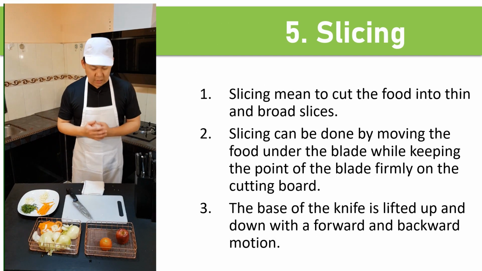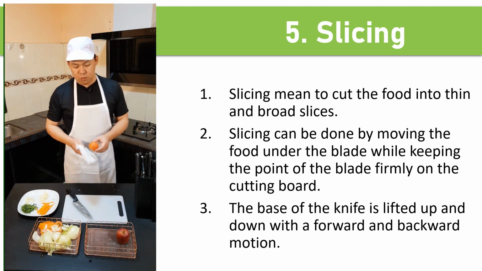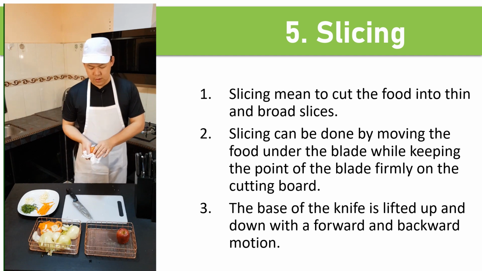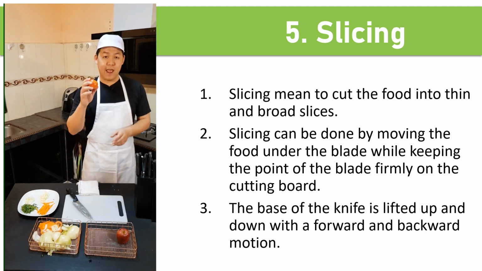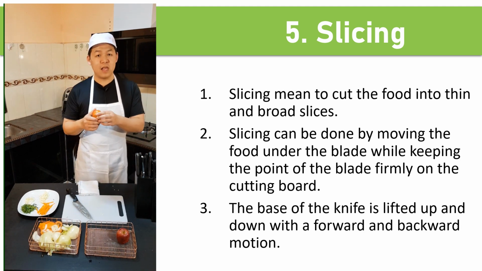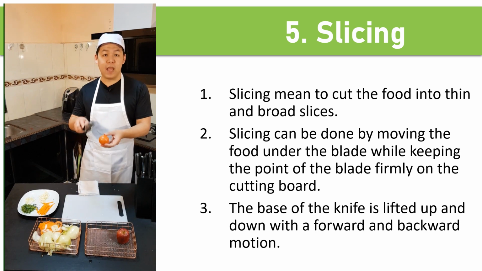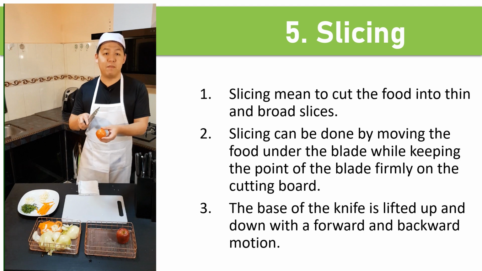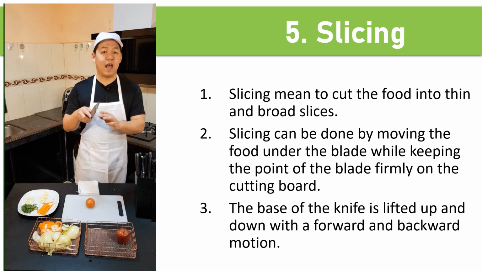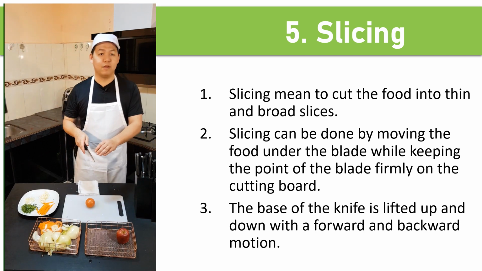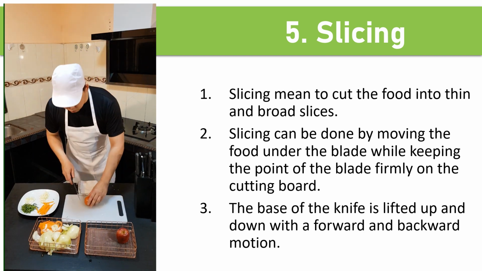The next cutting technique is slicing. I think this is the easiest cutting technique to perform. It's very simple. For this purpose, I'm going to use a tomato. Slicing can be done by just moving the food under the blade while keeping the point of the blade firmly on the cutting board. The base of the knife is lifted up and down, with a forward and backward motion. It will be like this.